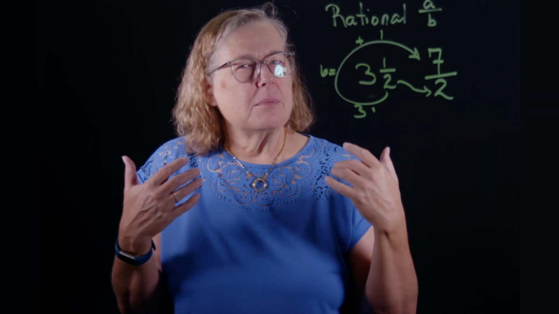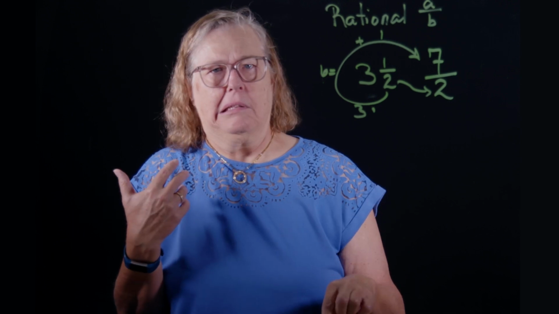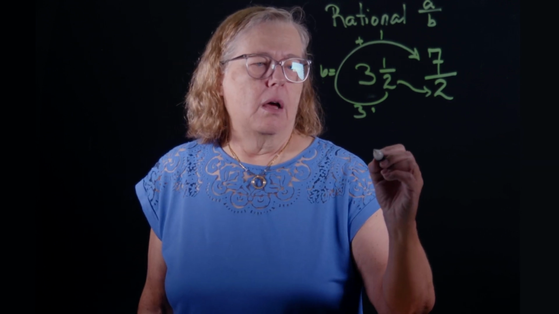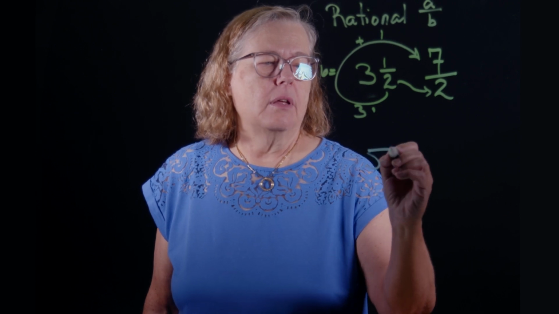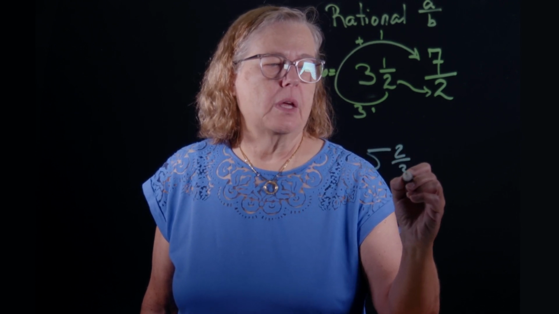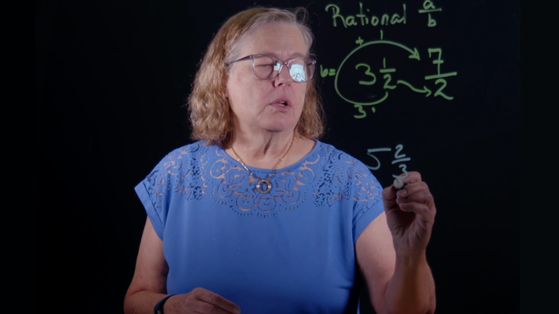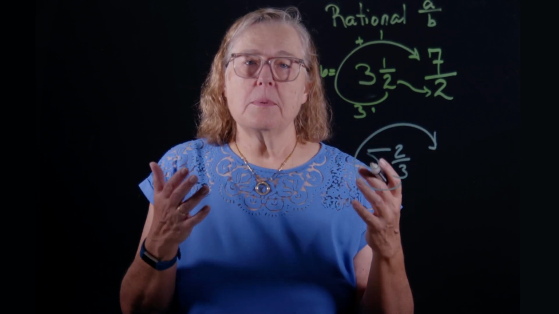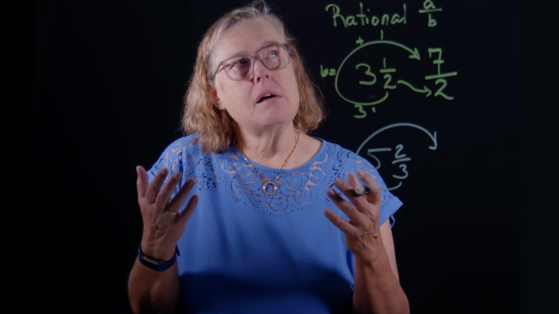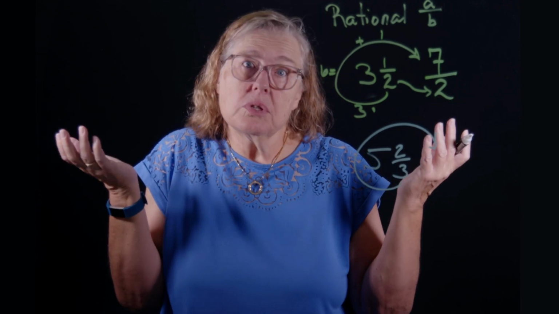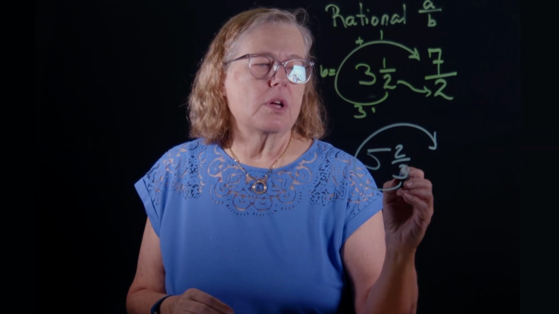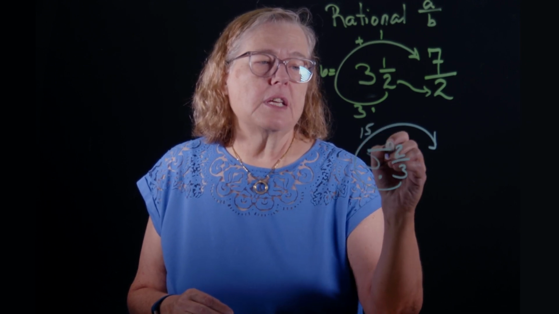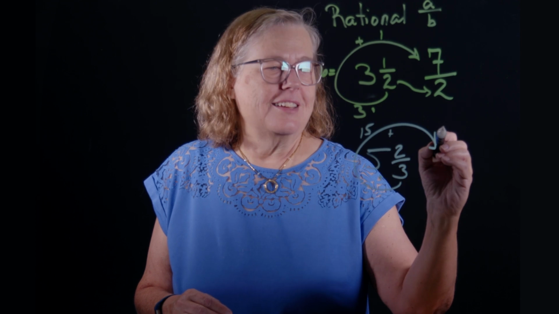Let's try one more. Sometimes mixed numbers are like, what? I don't get that. Let's try another one. So what if we said, how about 5 and 2/3? We're going to do the same thing. We're going to draw our little circle here to remind us what direction we're going. And we always start with multiplication and then we add. Kind of like PEMDAS. Interesting. So we're going to multiply first. 3 times 5 is 15. 15 plus 2 is 17.